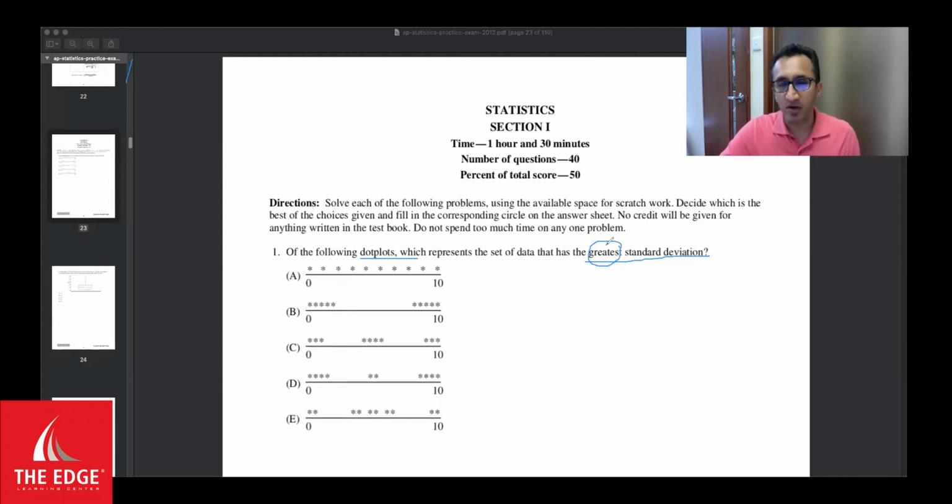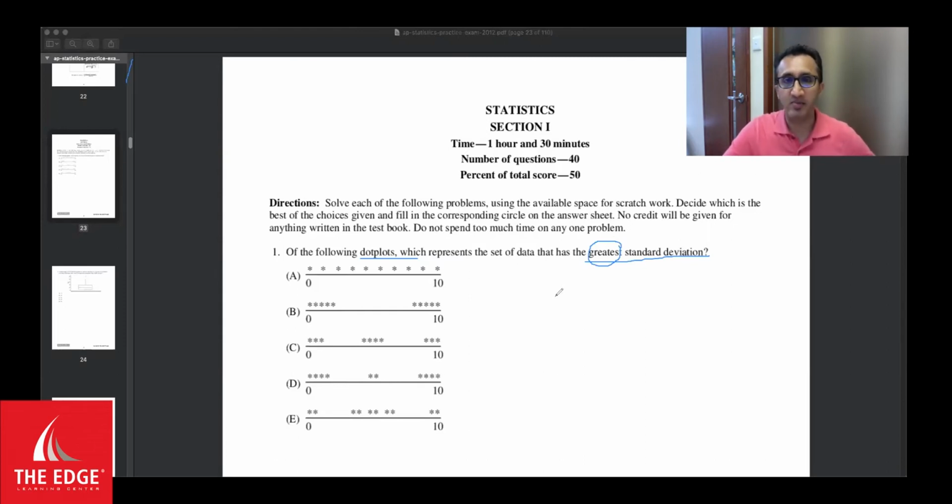So if we want to find the greatest standard deviation, we want to have our data values as far away from the mean as possible, right? How do you find standard deviation? You don't need to calculate anything here, but you basically find the deviations, which is each data value minus the mean, and then you square those deviations, which are called the squared deviations, and then you add them up. So we want to maximize the distance of our data values from the mean as much as possible.